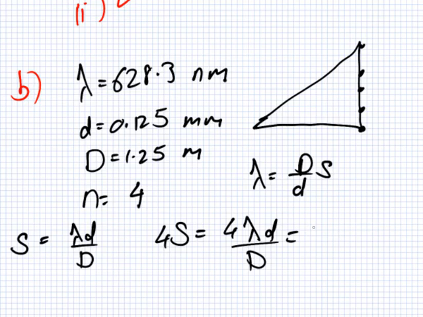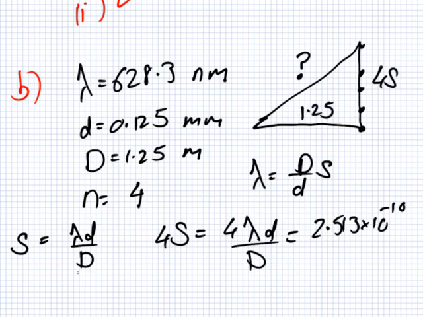Maybe it's not, because the question actually wants the distance from the center to the fourth fringe, not this distance. The exam wants this distance. Oh. So I'll have to use a little bit of Pythagoras. So here I get 2.513 times 10 to the minus 10 for this 4s, and this is 1.25. So Pythagoras says the distance, which I'll call x, will be the square root of that squared plus 1.25 squared.